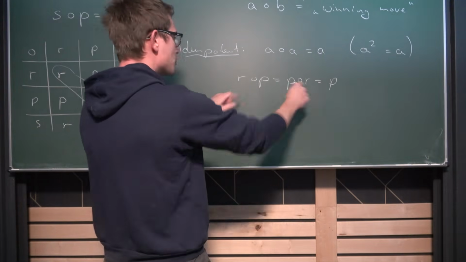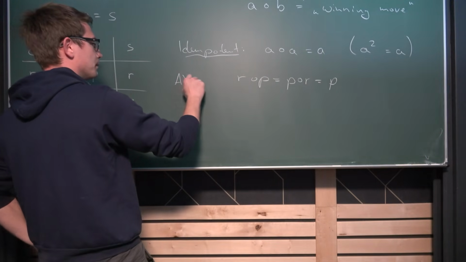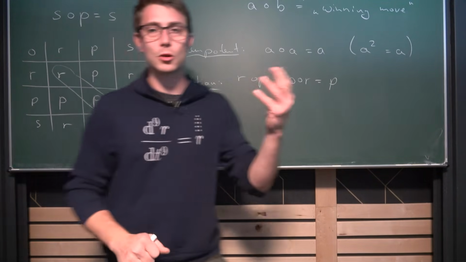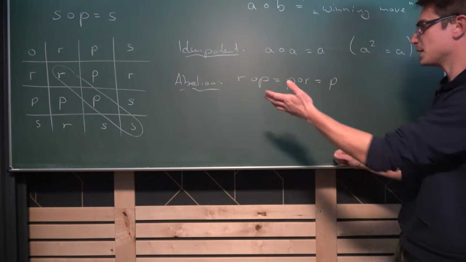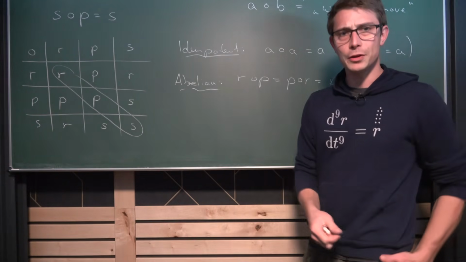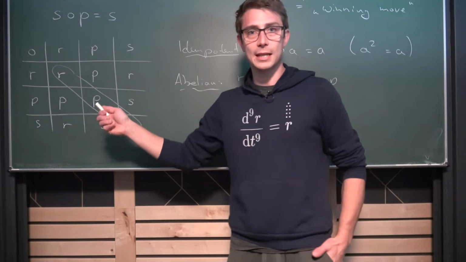Now, this right here is called being abelian. Our structure is abelian. It's commutative. Left and right abelian, meaning overall it's commutative. Okay, so those are very cool things. But what else can we see here?